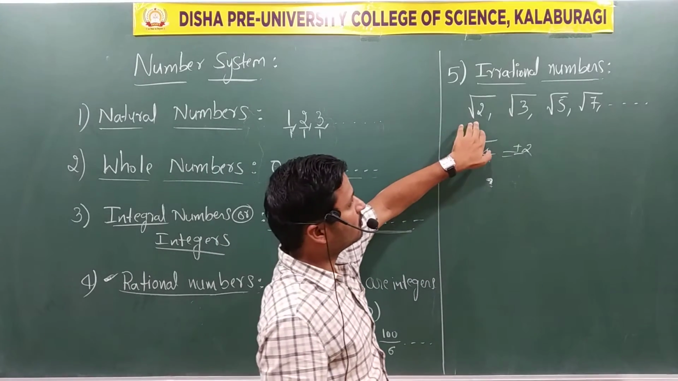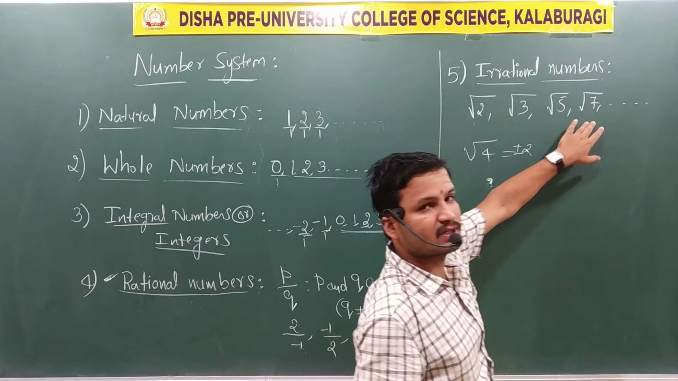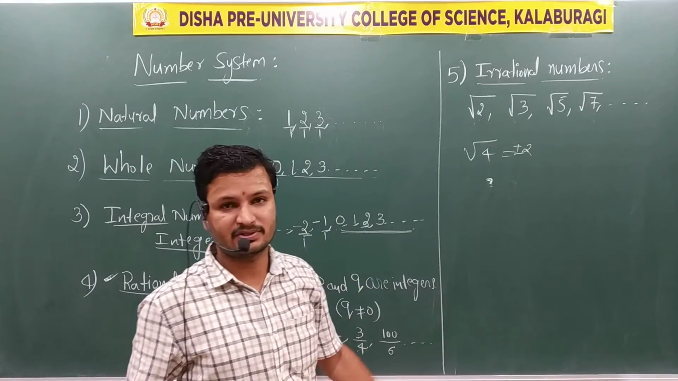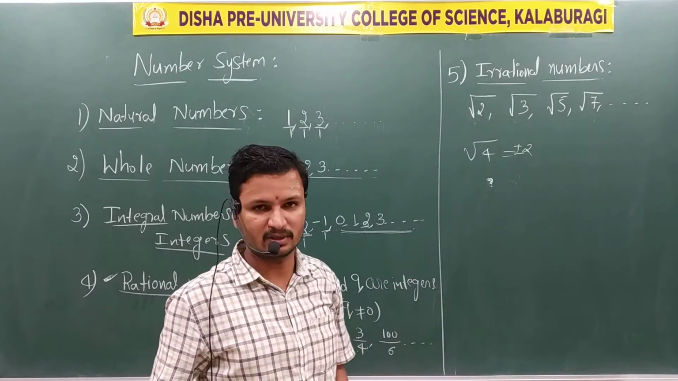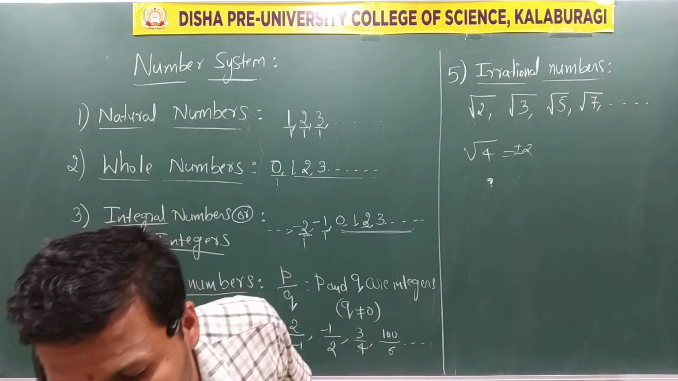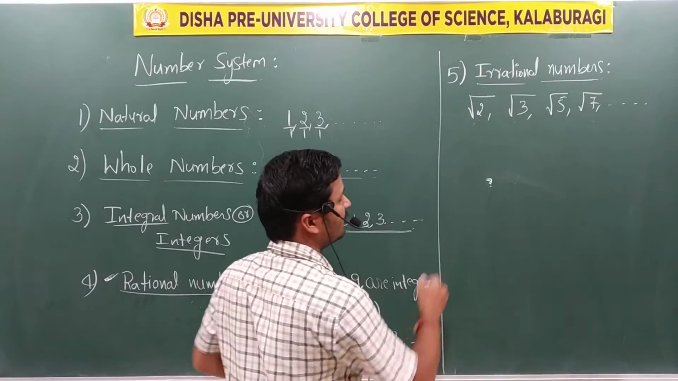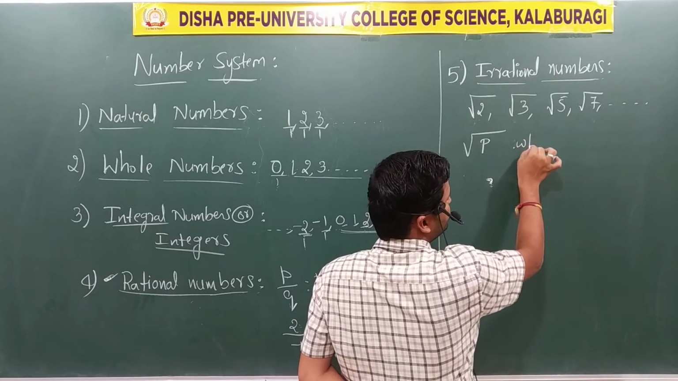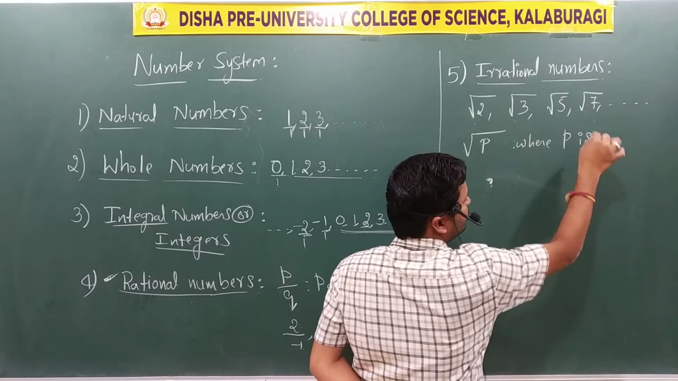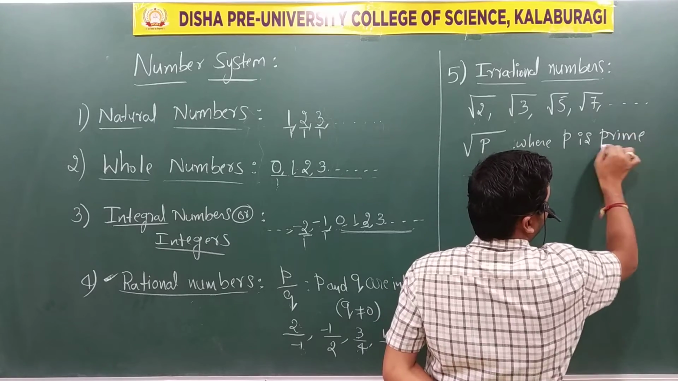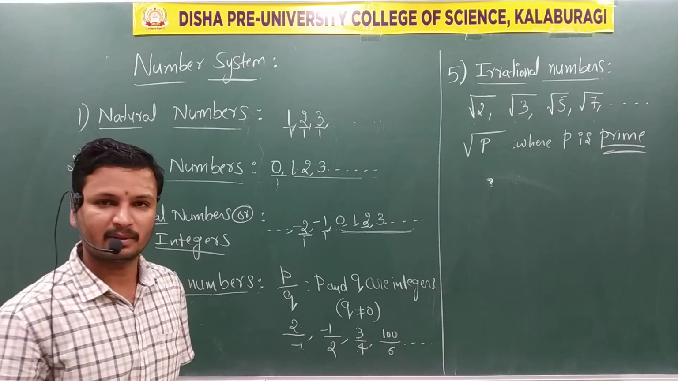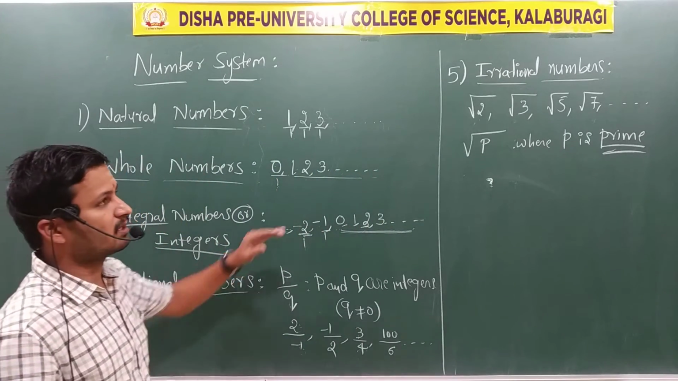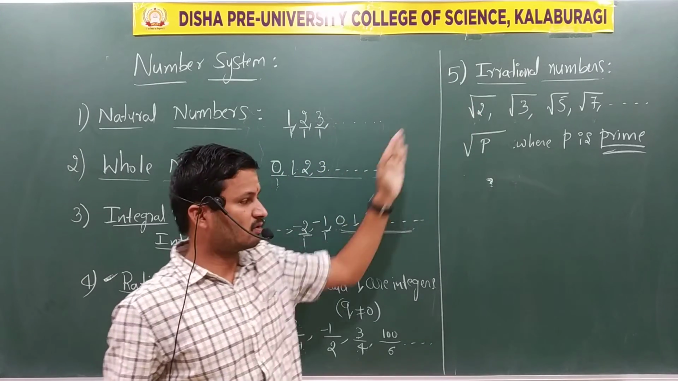Okay. So square root of 2, square root of 3, 5, 7. Observe here 2, 3, 5, 7. These are all prime numbers. We will discuss what exactly prime numbers are. So irrational numbers are in the form of square root of p, where p is a prime number. Okay. So all irrational numbers are not rational numbers, and rational numbers are not irrational numbers.